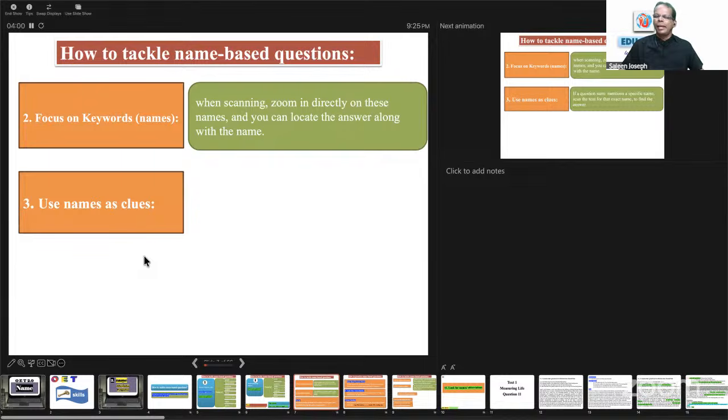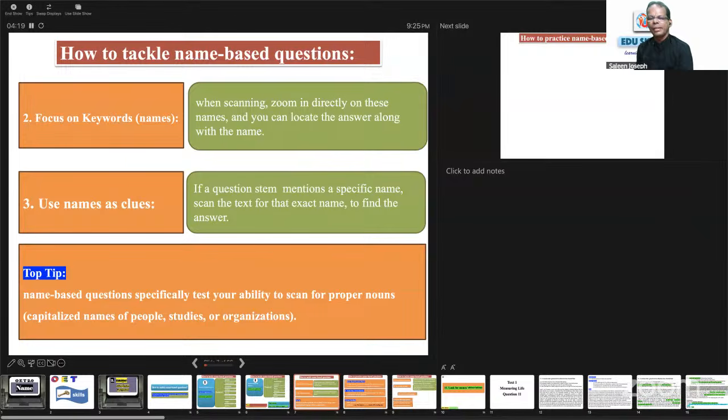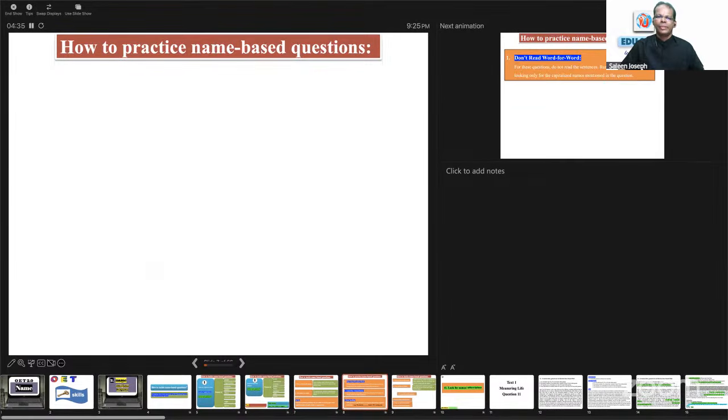Third one, use names as clues. If a question stem mentions a specific name, I underline the question stem. If a question stem mentions a name, scan the text for that exact name to find the answer. Top tip, name-based questions specifically test your ability to scan for proper nouns, names, capitalized names of people, studies, or organizations. And sometimes, if it is a designation, that also tests your ability to understand reference. Okay. How to practice name-based questions.